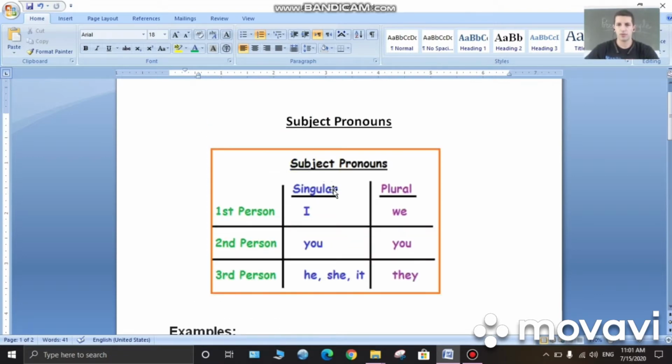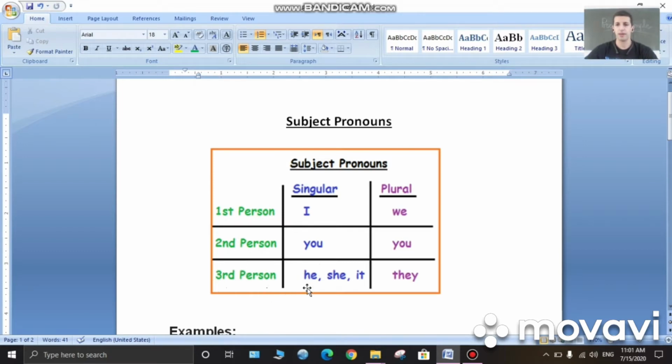We have two forms: singular and plural, and also we have three types: first person, second person, and third person. All of these types are used with singular and plural. We have I as a singular when I talk about myself. We when I include myself with others. This is plural. Second person, we have you when I talk to one, and you when I talk to a group of people.